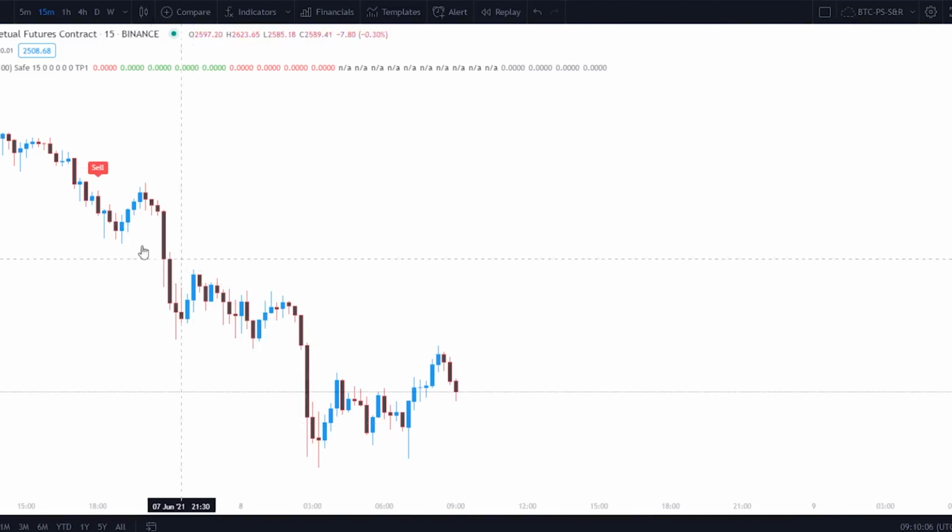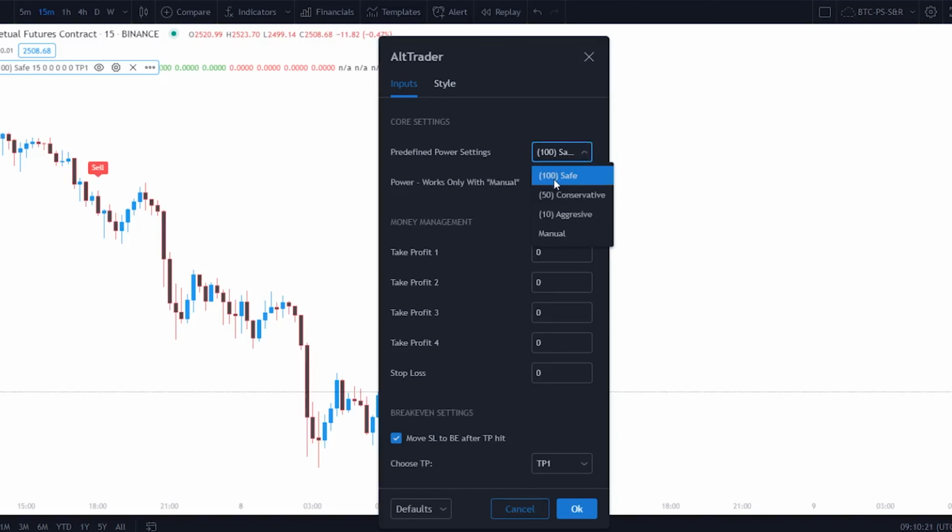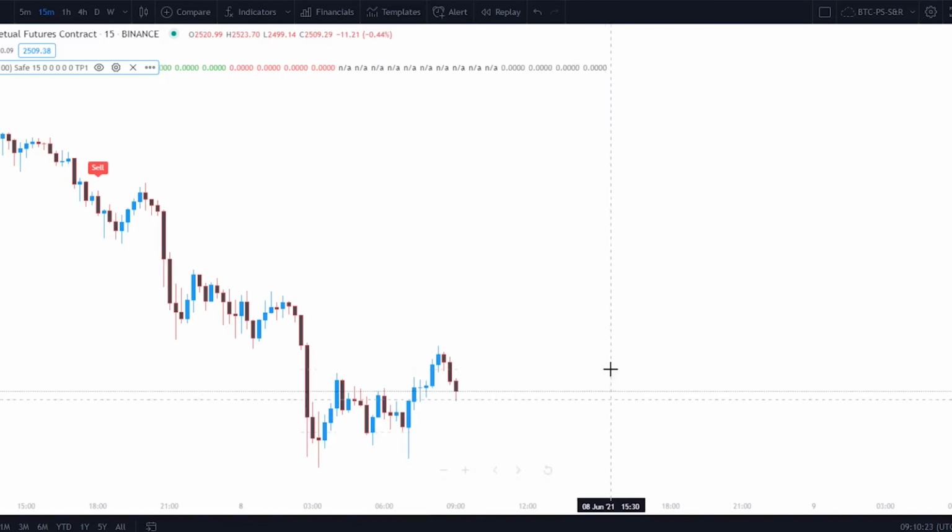But yeah, at the moment I rely on the alt trader indicator for my trades, especially as well using the Binance signals, so they work in conjunction together. And everything's automatic. I'm set here at 100, and it does its job for me.